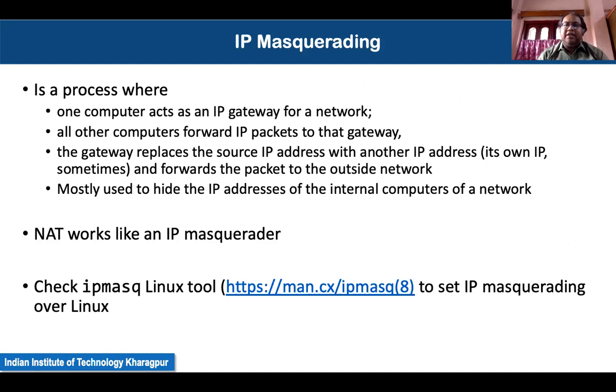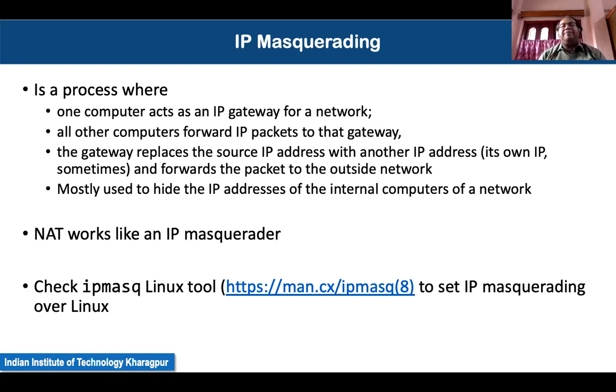Now, in the context of NAT, I also want to introduce you to this term of IP masquerading. So IP masquerading is a process where one computer acts as an IP gateway for a network, and all other computers forward their IP packets to that gateway. Now the gateway replaces the source IP address with another IP address. Many times it may be its own IP address, and it forwards the packet to the outside network.